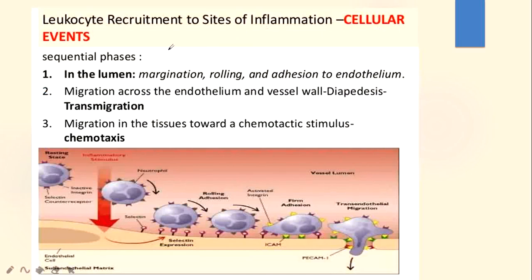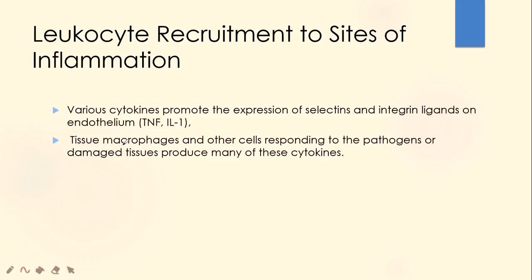The cellular events involve margination, rolling, and adhesion to endothelium. Then the second step is transmigration and chemotaxis. All these processes are mediated by certain cytokines, basically TNF and interleukin 1. And these cytokines promote expression of selectins and integrins on the endothelium. We will discuss the purpose of these two, selectins and integrins, in the next slide.